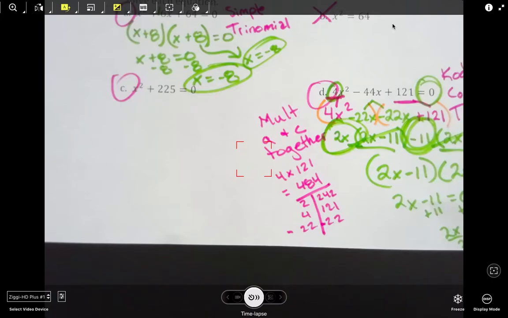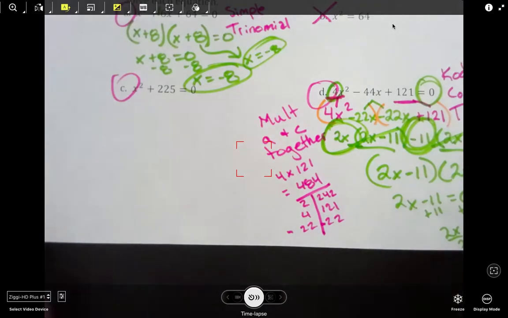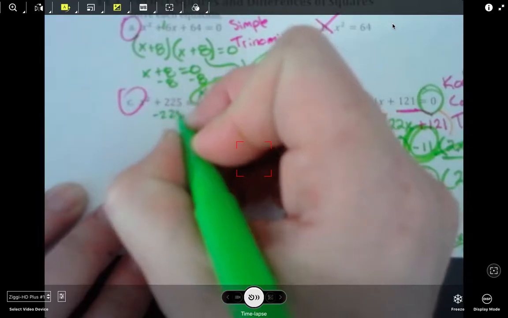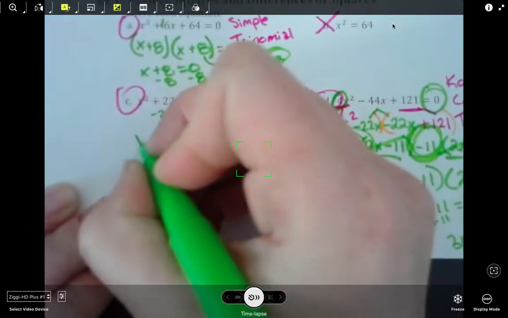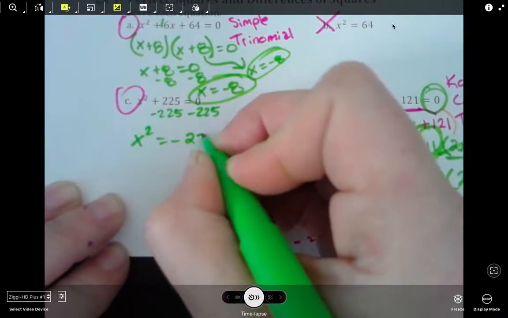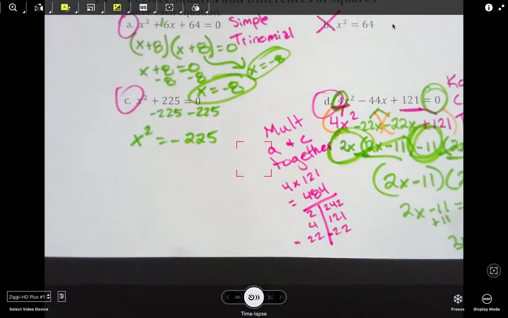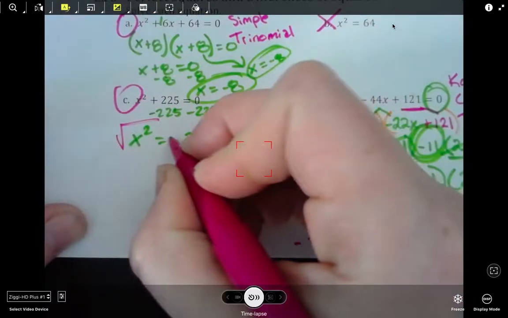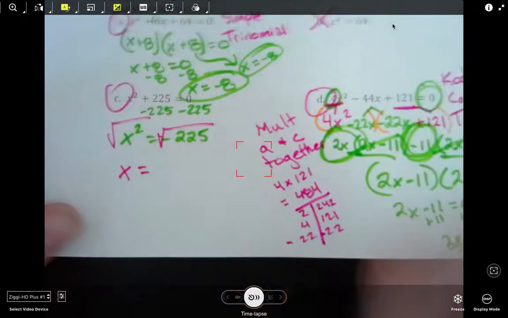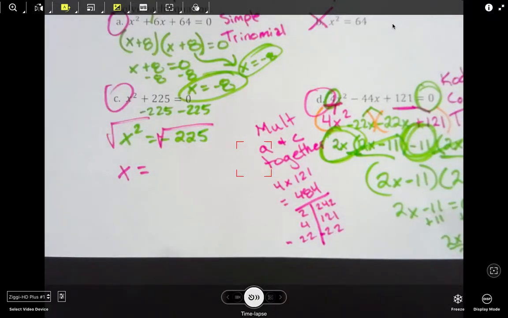So how do I factor sum of squares? You can break it down like they do in the table, but this is what I do. Let's subtract 225 from both sides. X squared equals negative 225. Then, square root. X equals.